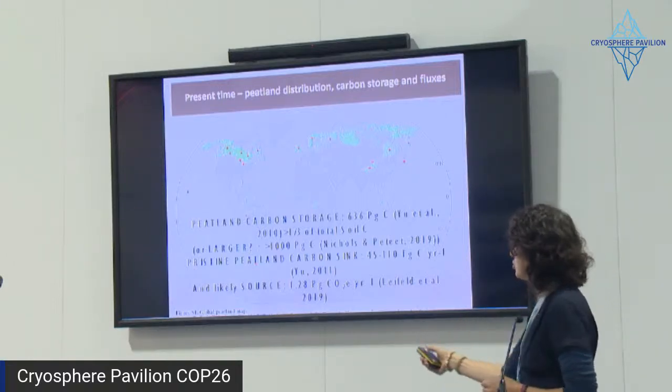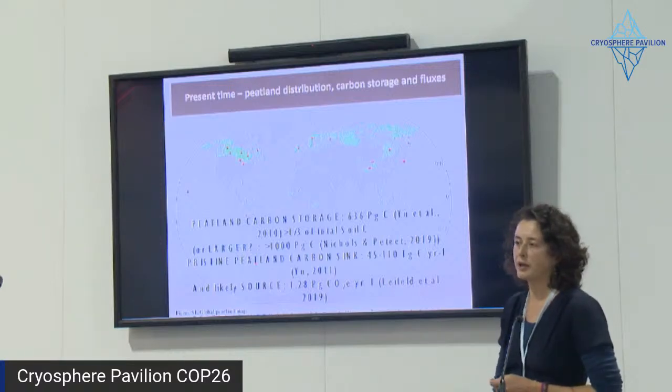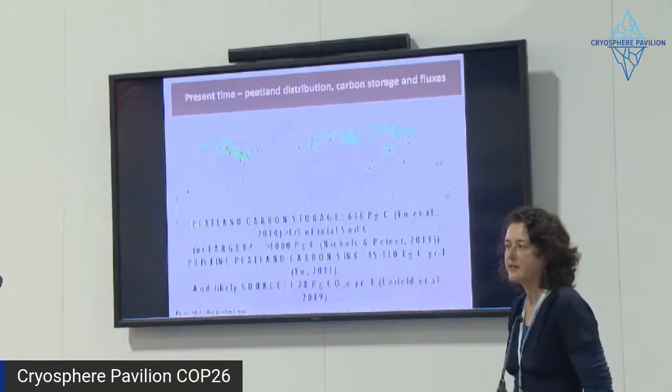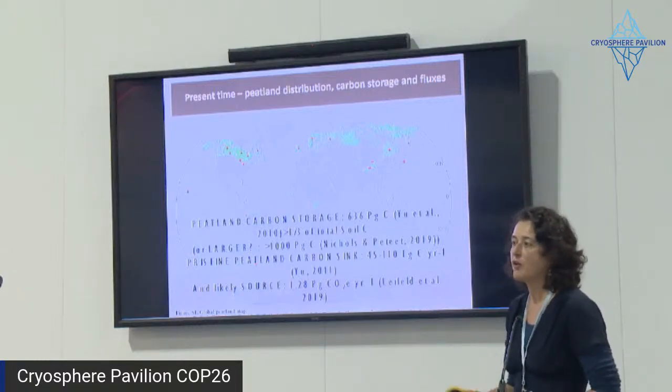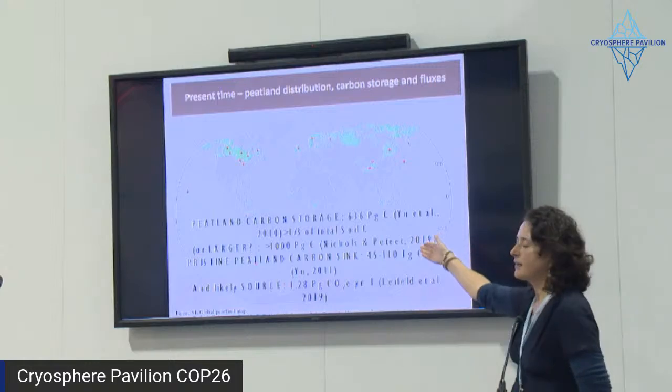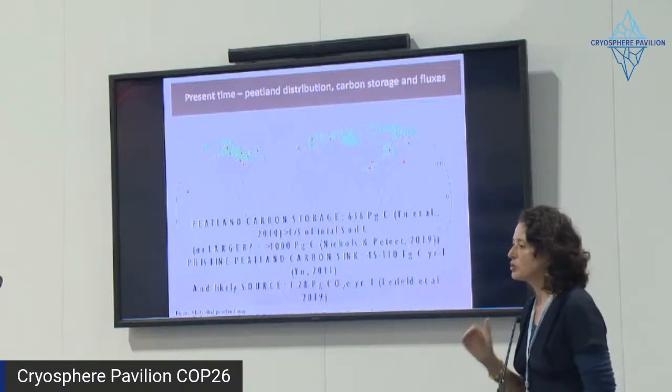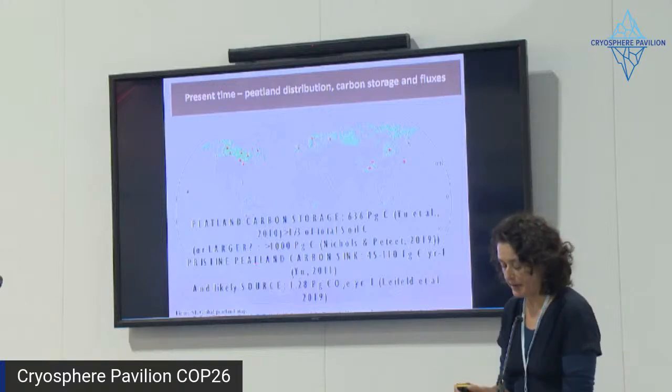already likely a source overall in the whole world due to degradation of mainly some northern peatlands in Europe especially, and in the tropics. So they've already, from a small sink that has been accumulated over millennia, they've now become a small source due to anthropogenic impacts mainly.